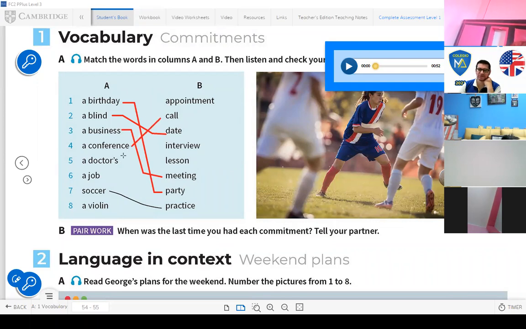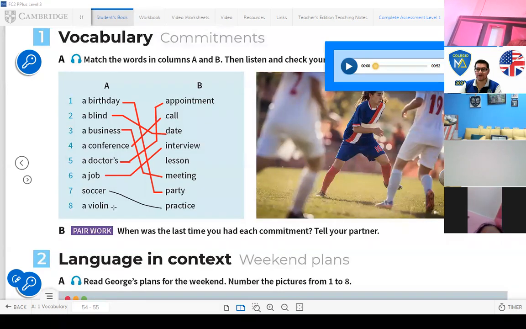What else? A doctor's. What do you have with a doctor? You have an appointment, right? Yes, an appointment. Una cita con el doctor, an appointment. Now a job, what do we have with the job? That's the answer. A job interview, right? Una entrevista de trabajo, a job interview. Now, what else? Soccer practice. We have soccer practice. And finally, a violin.